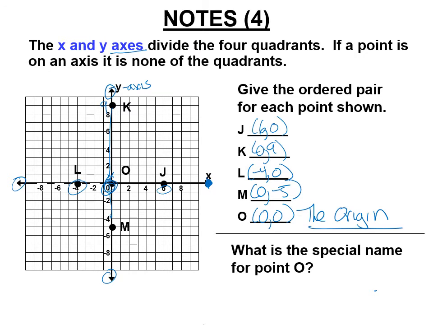Now, this is on the x-axis. It's not in a quadrant. This is on the y-axis. So when they end in a 0, they're on the x-axis. When they start with a 0, they're on the y-axis. They're not in any of the quadrants. And the origin is on both the x and y axis. It's not in any quadrant.